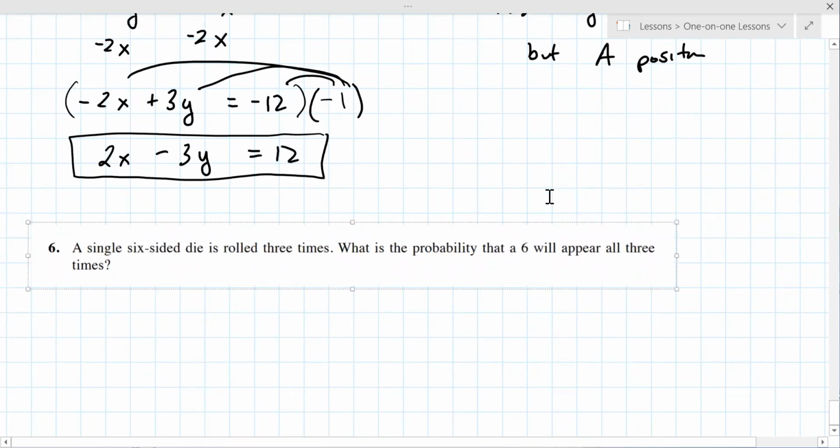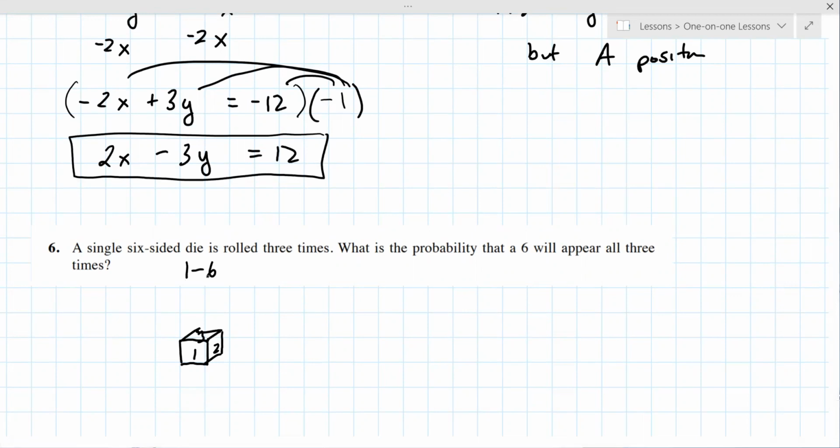So let's look at this question. A single 6-sided die is rolled 3 times. So there's the assumption that you know that a die has 6 sides. It's labeled 1 through 6. Okay. So let's not ask about all 3 yet. Let's ask the probability that you get a 6 the first time.